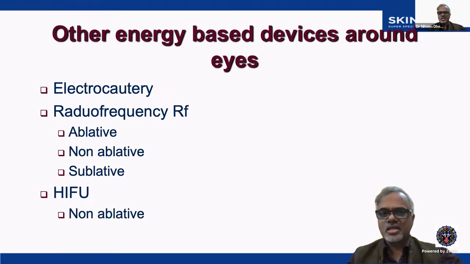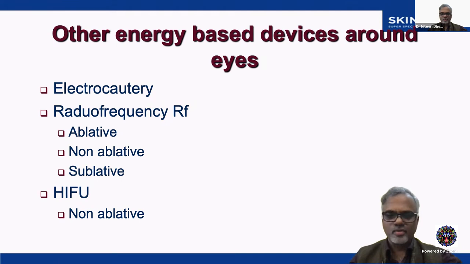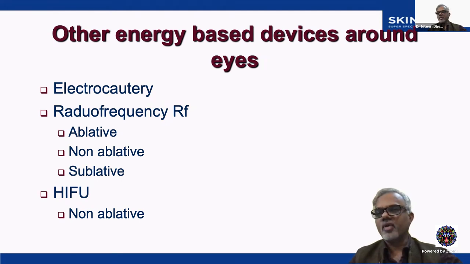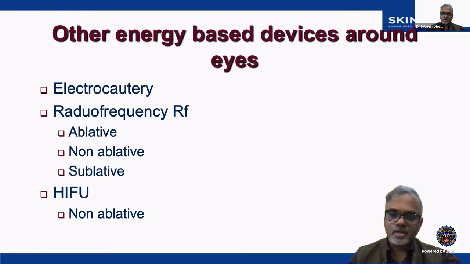Apart from lasers, there are other energy-based devices we use around the eyes, like electrocautery, this age-old radio frequency cautery, that's ablative. But there is non-ablative RF also, and ablative RF also. I'm not covering this today because it will be too much for one talk. And there is high intensity focused ultrasound. You might have heard of that in urology, but here it is non-ablative, just targeting the collagen and tightening the skin. That's used on the face and the eyelids, that is HIFU.